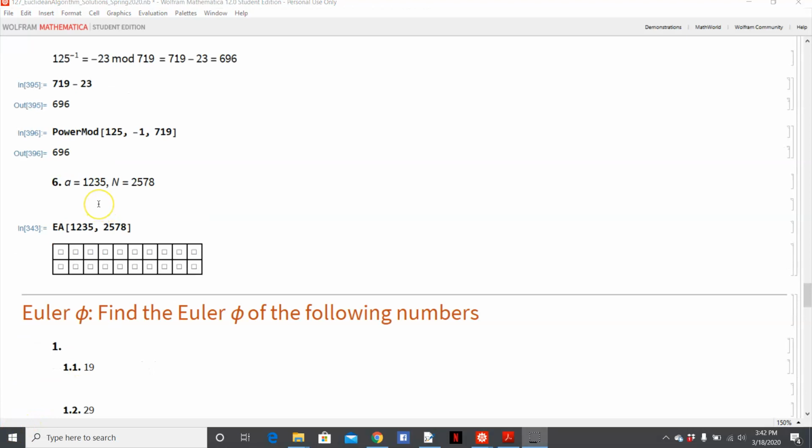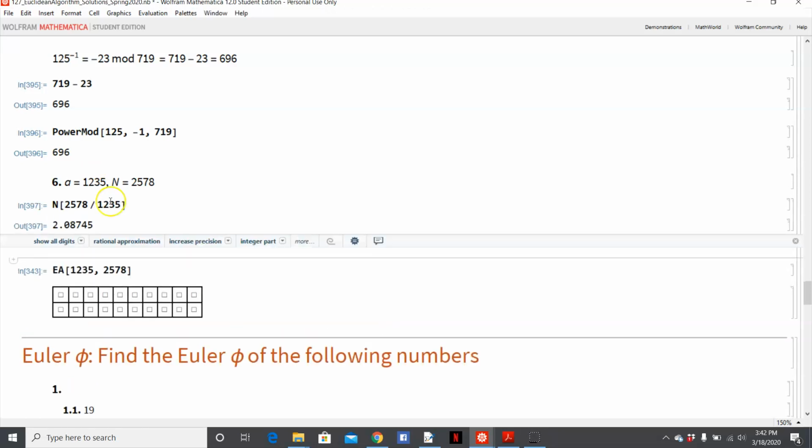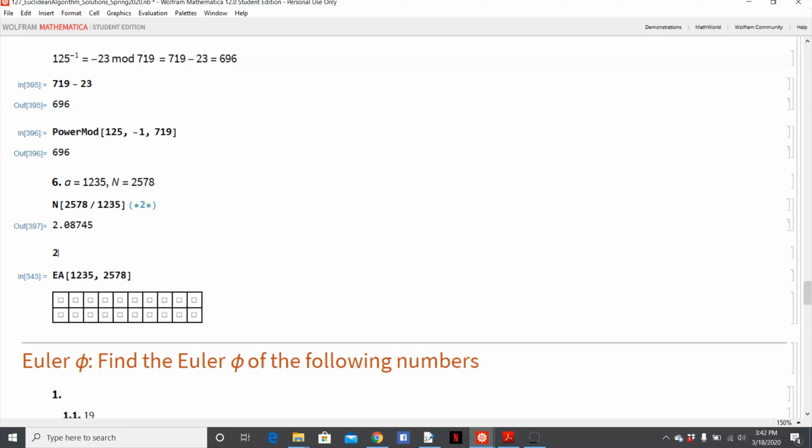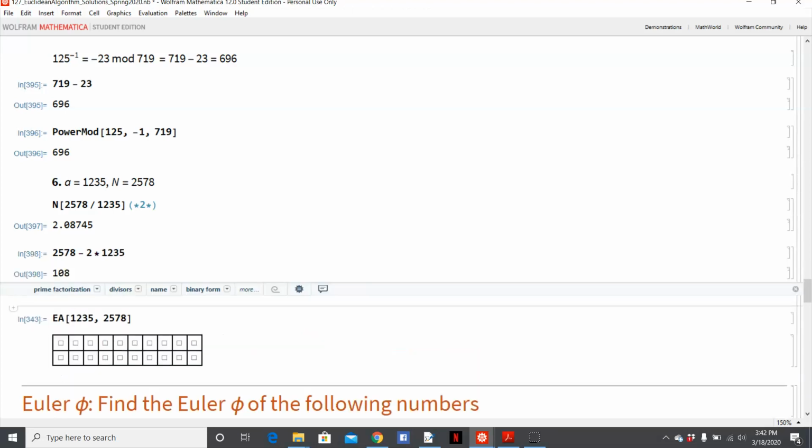All right, one last one. Now we're looking at 1235 and 2578, but the numbers don't change the procedure. I just start working on quotients. All right, so that goes in twice. Right, so I need my remainder. Get a remainder of 108.